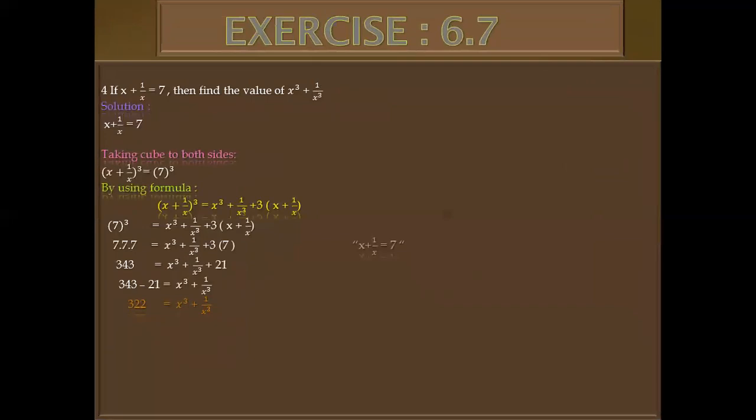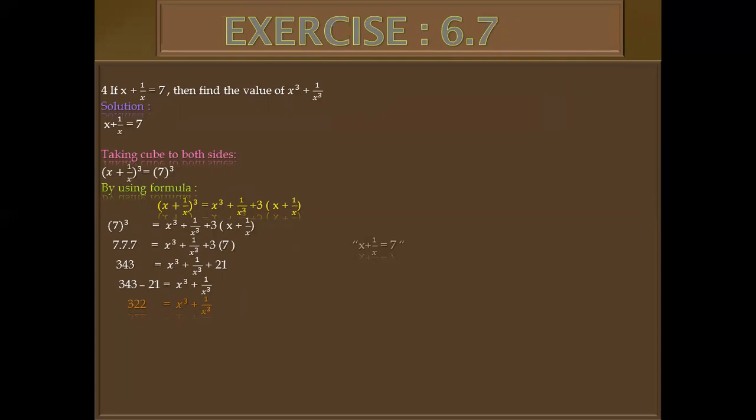Question number 4 is also related with plus formula. x plus 1 over x is equal to 7, and then find the value of x cube plus 1 over x cube. Adopting the same procedure, we take the cube of both sides, (x plus 1 over x) whole cube, and also the cube of 7. You see that the cube of 7 is 343. 7 cube means 7 into 7 into 7.